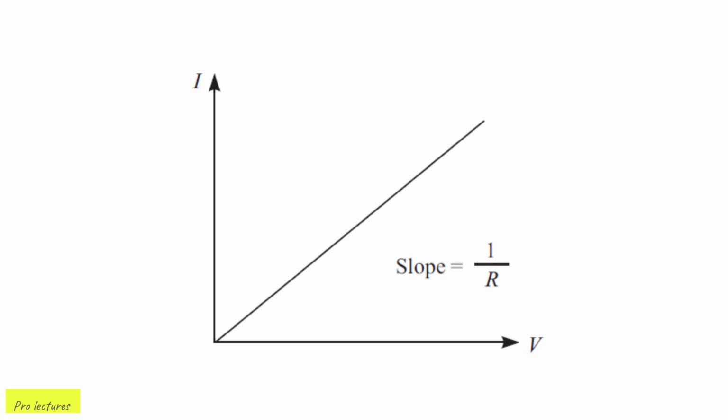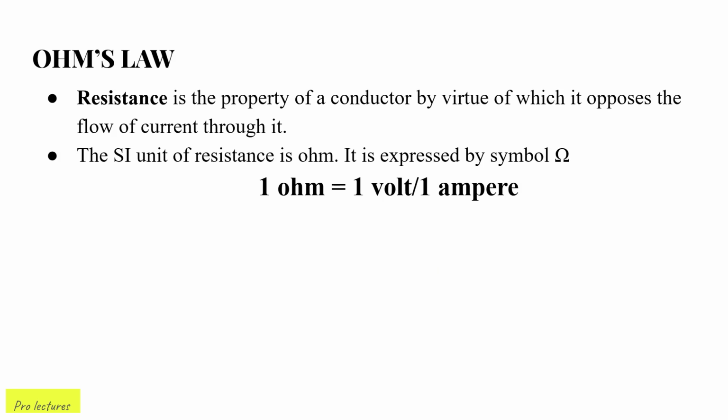If you plot the relationship between the voltage and current for most metallic conductors, the graph is a straight line, as you can see. This means that the current increases as the voltage increases. The unit of resistance is called ohm. And here is something cool. 1 ohm is defined as the resistance when 1 volt of potential difference causes 1 ampere of current to flow.